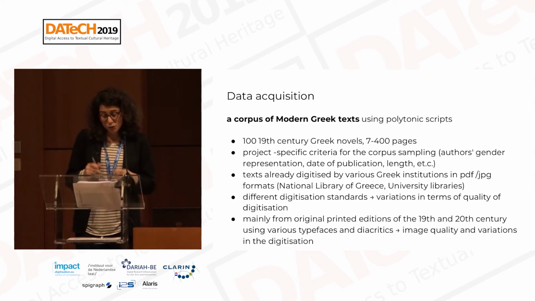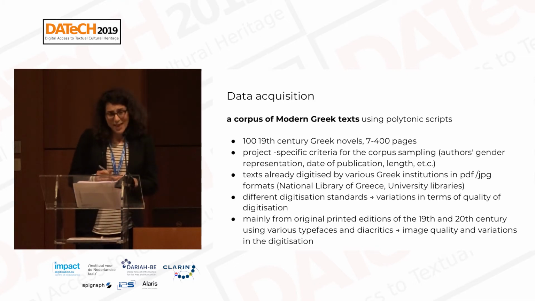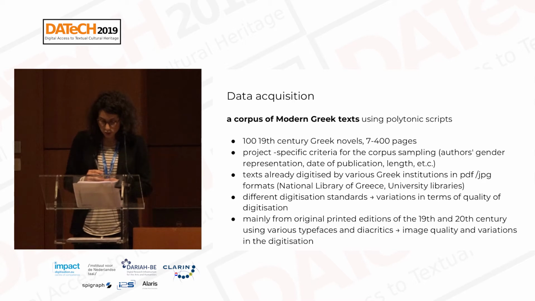And there are also project-specific criteria for the corpus sampling. So we have authors, gender representation that we need to take into account, date of publication, and also length. The documents are already digitized by various Greek institutions, such as the National Library of Greece, or also institutional libraries and projects. And we have them in PDF and JPEG formats.